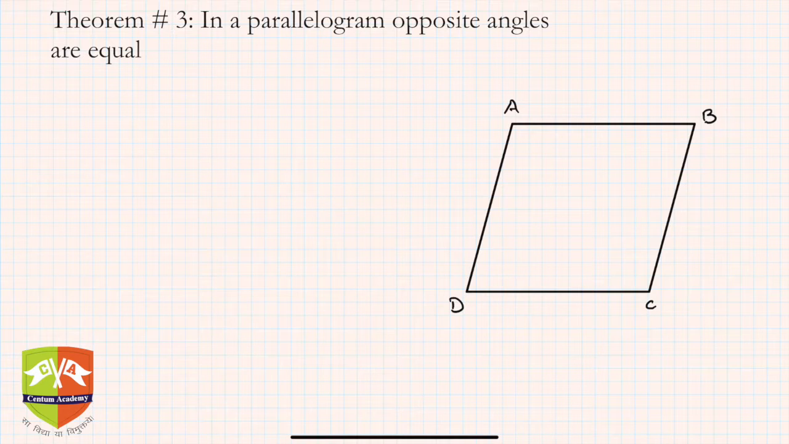Welcome friends to another theorem in parallelograms. This theorem says that in a parallelogram, opposite angles are equal. So we are going to prove this statement. Let's begin. So what is given?